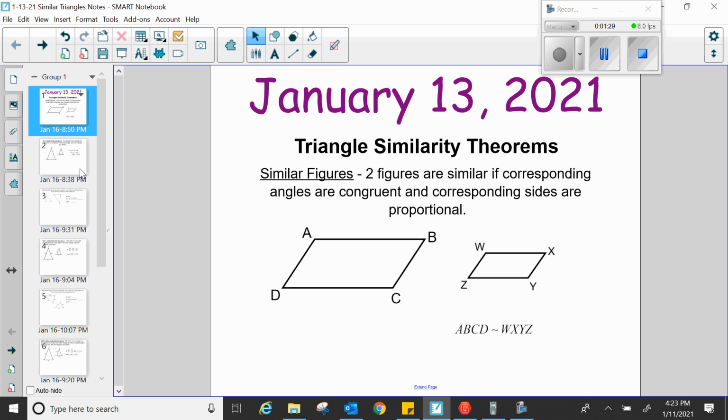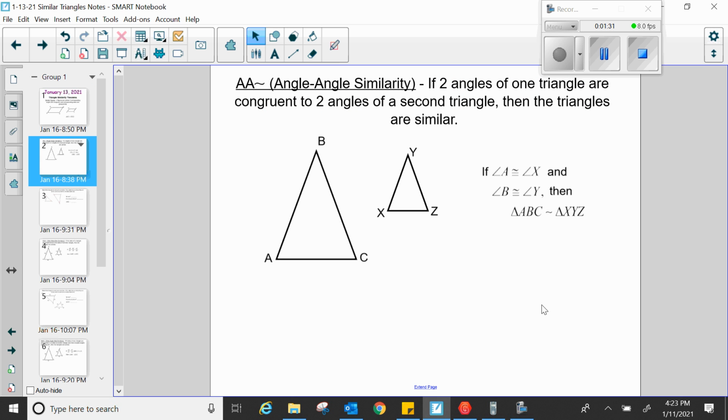The first one is, that's the next slide, angle-angle similarity. So for angle-angle similarity, this is the shortcut that says if you have two triangles, as long as you know two angles in one triangle are congruent to two angles in another, then they're automatically similar triangles. So you don't even have to show that the sides are proportional. It's a nice little shortcut.